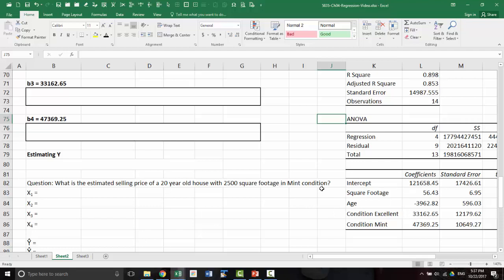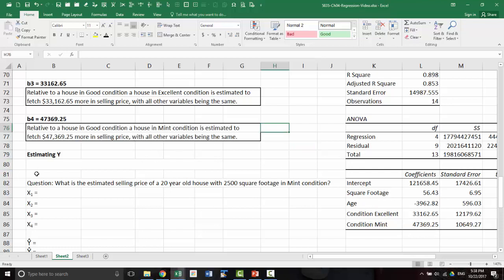So compared to a house in good condition, a house in excellent condition will fetch $33,162 more, with all other variables being the same. The condition that gets left out is used to interpret the dummy variable coefficients. So same here: compared to a house in good condition, a house in mint condition will fetch that many more dollars in price, with the other variables, age and square footage, being the same.